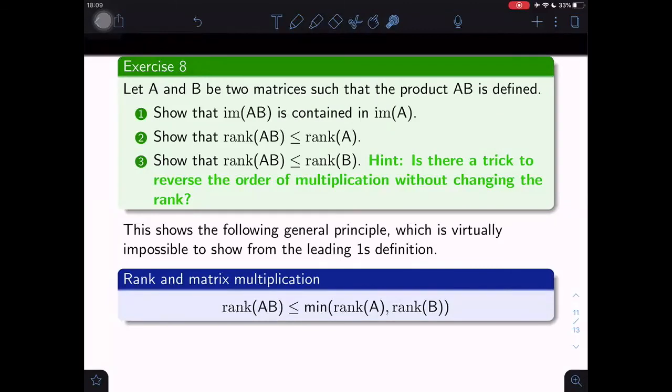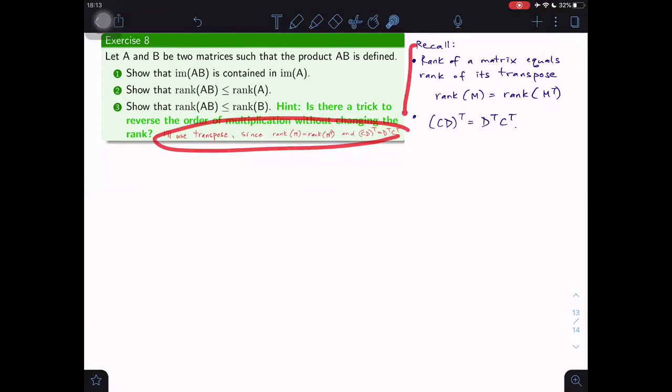Finally, we will show part 3, which looks very similar to part 2, except I have swapped the rank of A with the rank of B. We will in fact use part 2 to answer part 3. And the trick that I will use is to reverse the order of multiplication without changing the rank. And I will use the transpose. Because the rank of a matrix is equal to the rank of its transpose, and the transpose of a product is the product of the transposes in reverse order. Let me write these bigger over here.